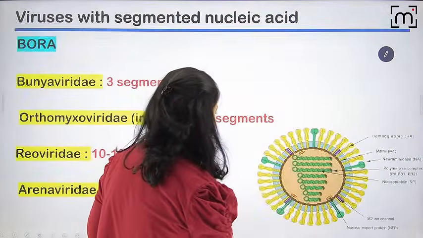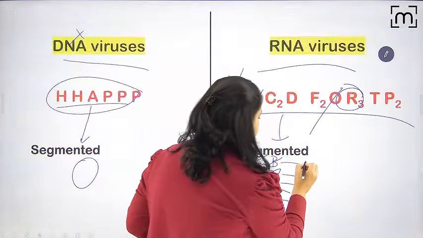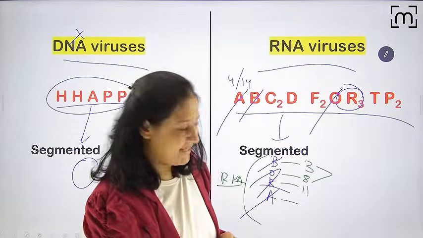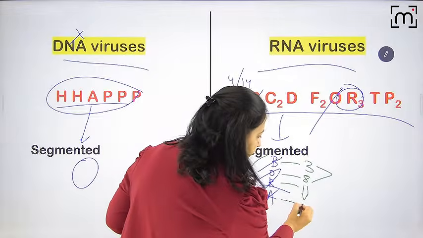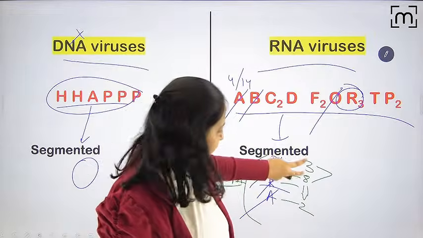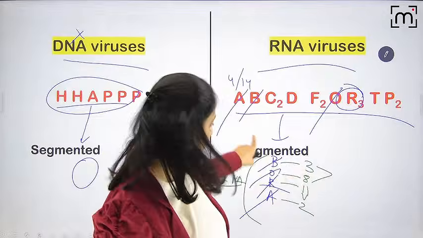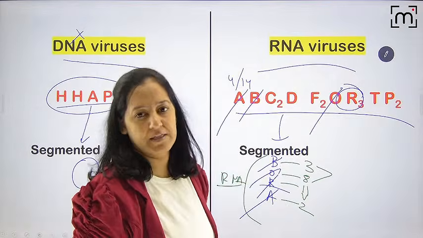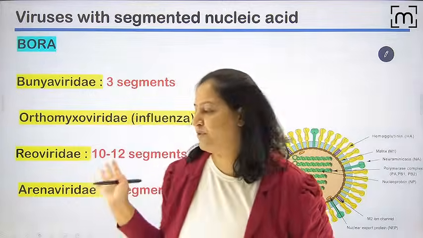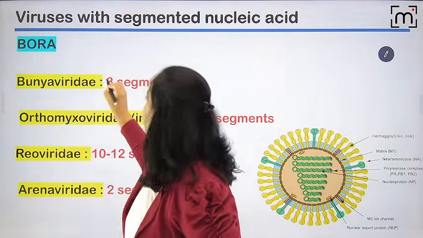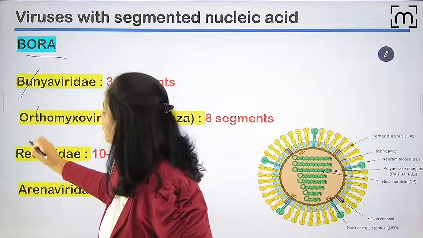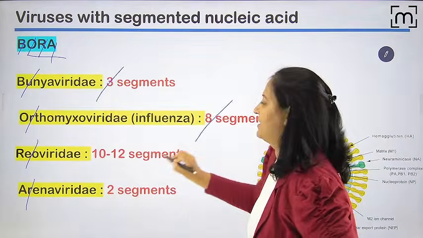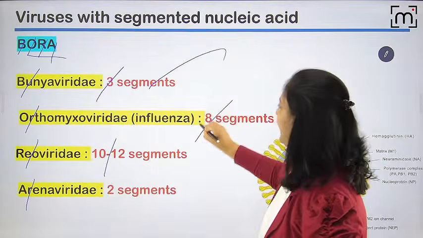But tell me the number of fragments the RNA is in. Okay, so you have to learn how you will learn. Here you have to learn 3 and 8. 3 plus 8 is equal to 11. And 1 plus 1 is equal to 2. This is how I learn. So learn the first 2: 3, 8. BORA, 3, 8. 3 plus 8 is equal to 11. And 1 plus 1 is equal to 2. So this is how you can learn. Appreciate it, people. So B-O-R-A: Bunya, orthomyxo, Rio, and arena. B-O-R-A, 3, 8, 11.